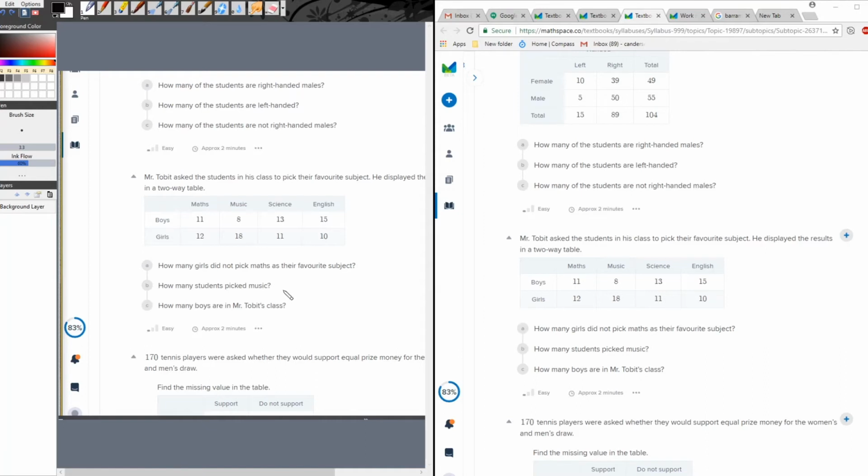How many students pick music? Well, what are we after? We're after music. So this is the music section. So we have 8 plus 18, 26.